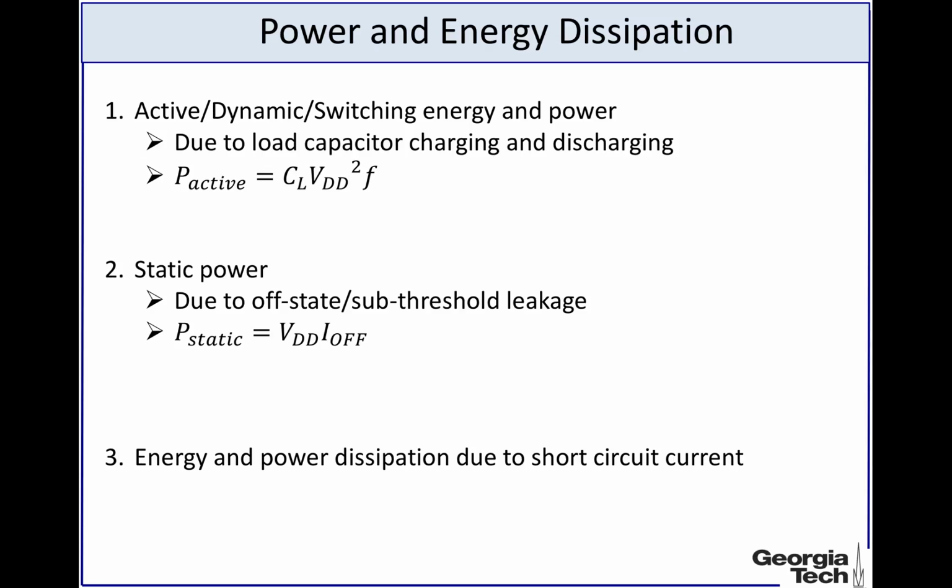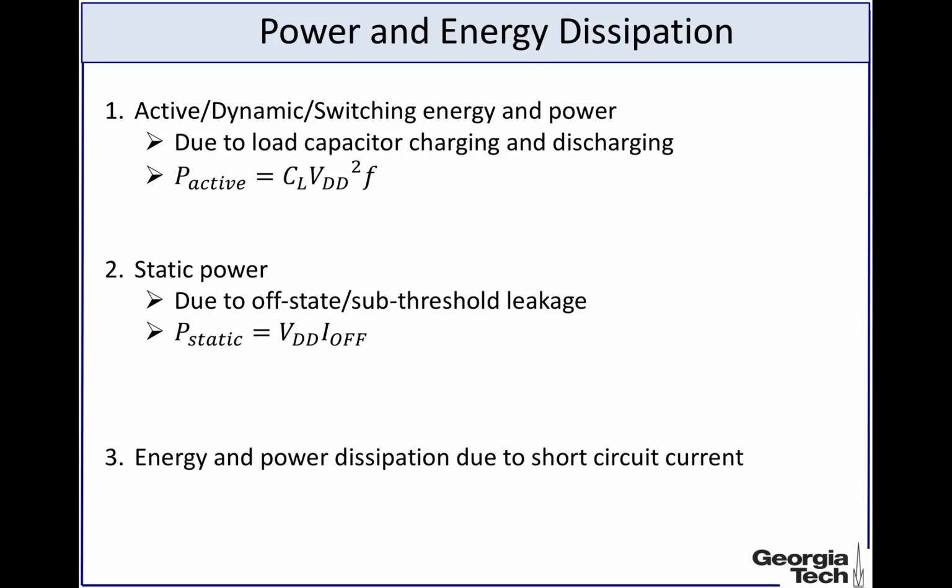So this slide summarizes all the different components of power and energy in an inverter. The first component is what we call active power or dynamic power or switching power or energy. We typically use all of these three words to refer to this kind of energy, and this power dissipation happens due to the charging and discharging of the load capacitor. We'll talk about it in this lecture.